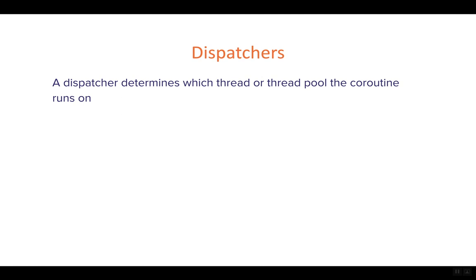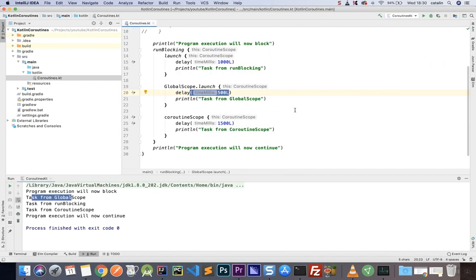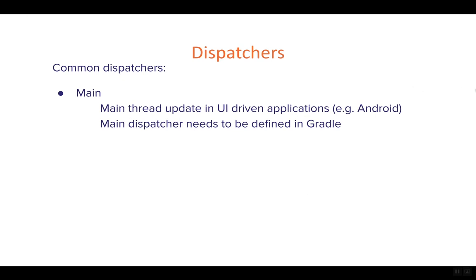Now, the reason I want to talk about dispatchers is, like I said, dispatchers determine which thread or thread pool the coroutine runs on. And in Android, we have a few dispatchers available that are specific for different types of tasks. So the common dispatchers are, the first one is main. Now main is only available in the context of Android Studio, or I should rather say when Gradle defines the main dispatcher, that's when it is available. If you try to run the main dispatcher in your IntelliJ IDE without defining it, then you're going to have a problem because it doesn't really know what it is.